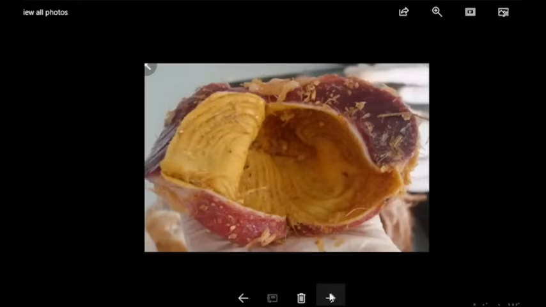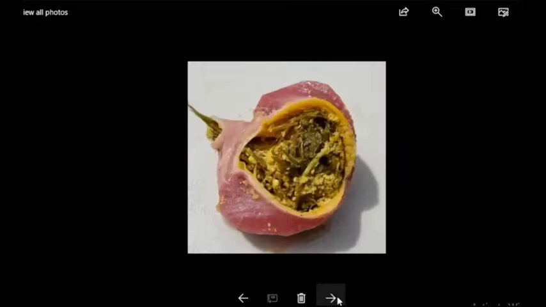So this is an example of the gizzard. We can see what it looks like. So this is the thick wall. We can see the thick wall of the gizzard. Let me show us what inside of it looks like. We can see it here.